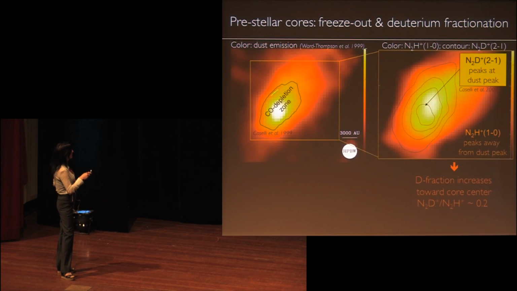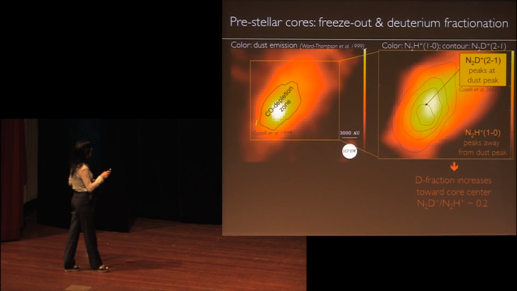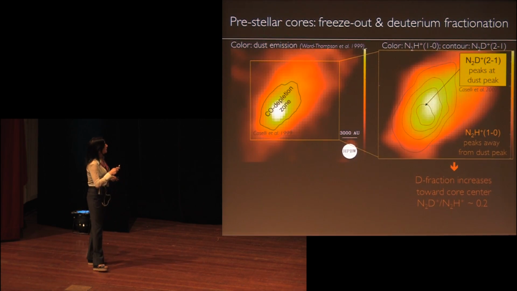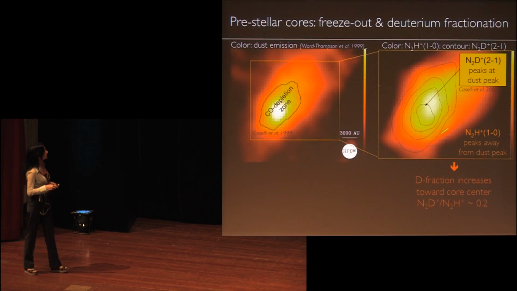What we see is a clear absence, or what we call depletion, or even better, freeze out, because we know that the CO is freezing out on the surface of dust grains. The region of this depletion zone of the CO is about 7,000 astronomical units.